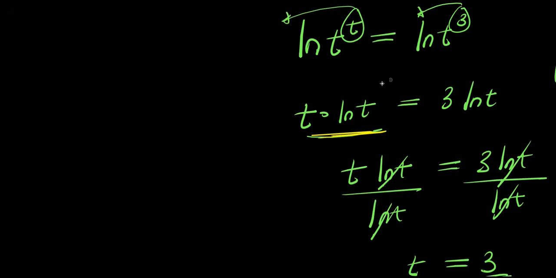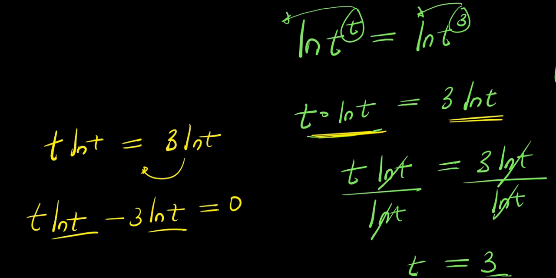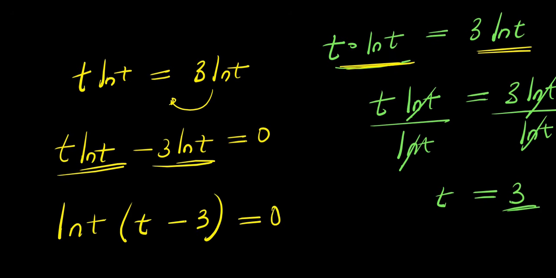So, to get the other solutions using this same equation, I multiply this, that is t times ln t equals 3 times ln t. I move this over here. We have t times ln t minus 3 times ln t equals 0. ln t, I can factor that out. I have ln t times t minus 3 equals 0.